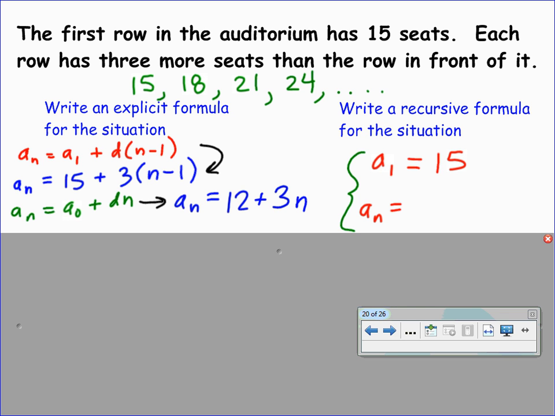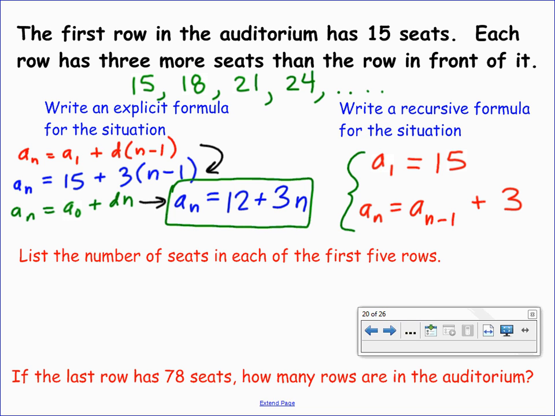If I want to know the number of seats in the current row, I look at the one before it, call it a sub n minus 1, and do what to it? Add 3, absolutely. This is a recursive formula for the situation. Both of them have their utility, right? If I wanted to list the number of seats in the first several rows, I'd rather use the recursive formula. If I wanted to know the number of seats in the nth row, if it was a big auditorium, then I'd probably want to know the explicit formula.